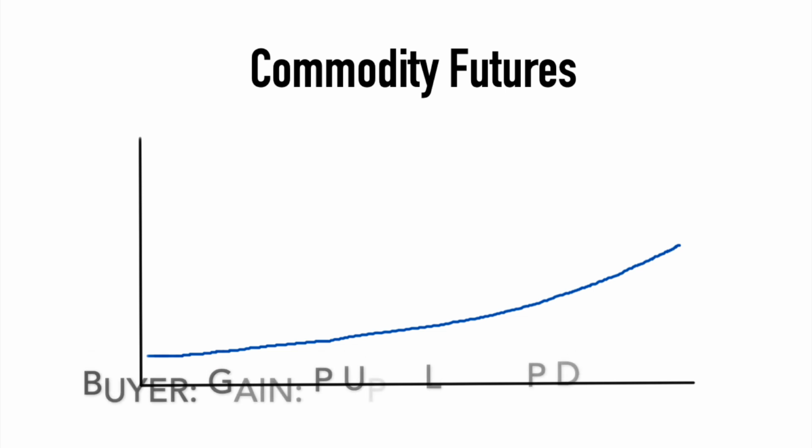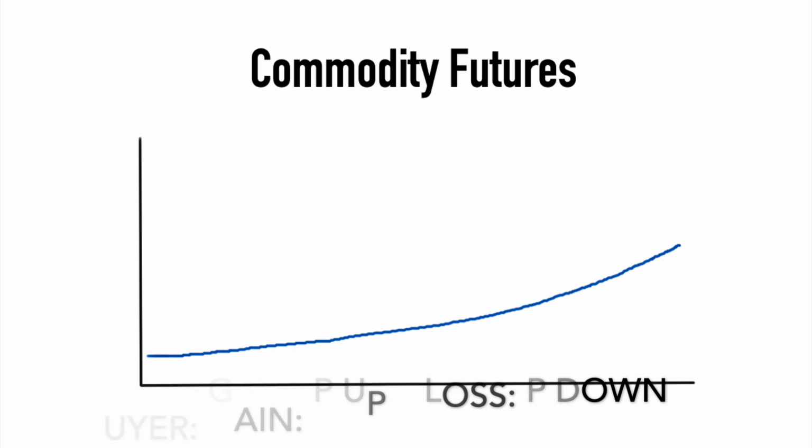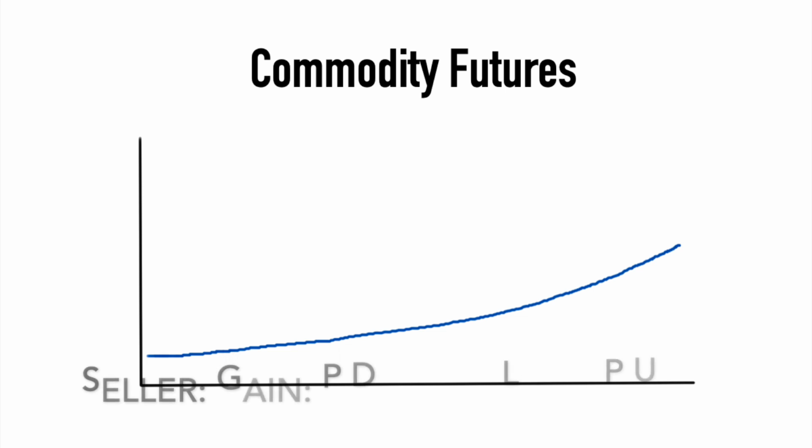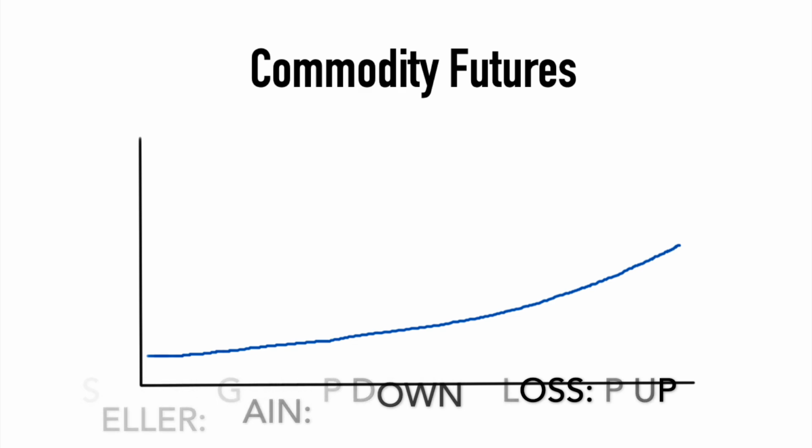The buyer who is long the futures contract will gain when the price of the commodity rises and will lose when the price of the commodity falls. Conversely, the seller who is short the contract will gain as the price of the commodity falls and will lose as the price of the commodity rises.